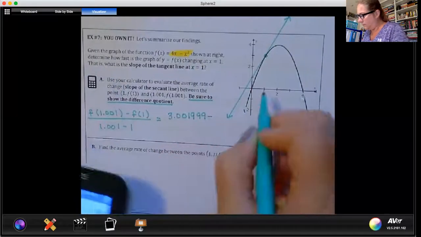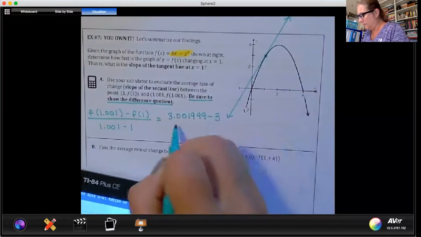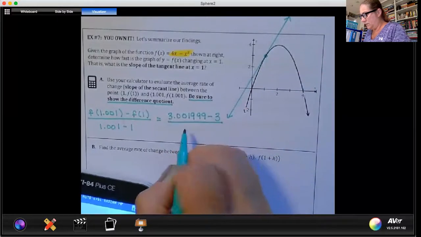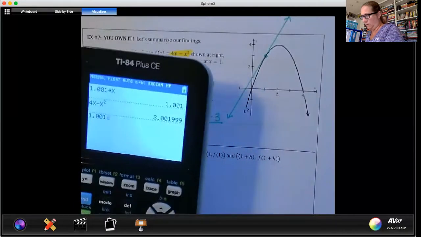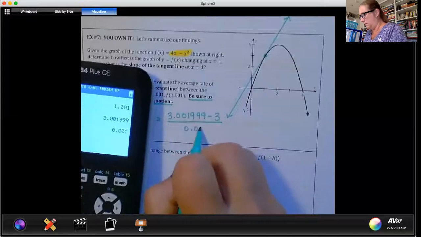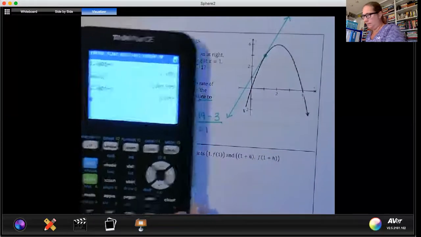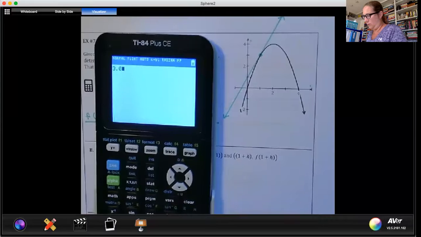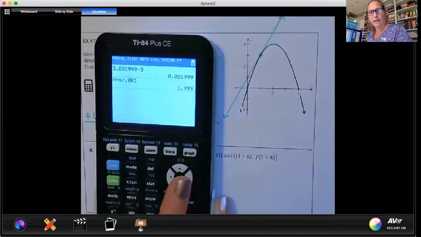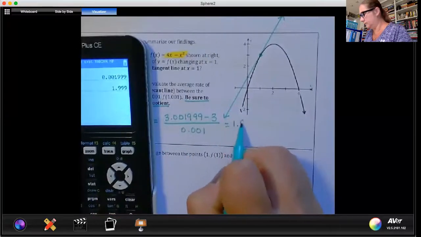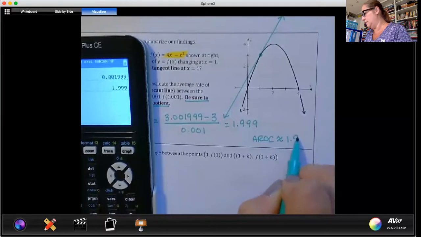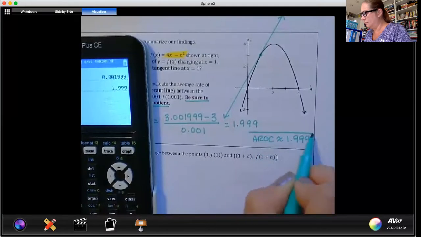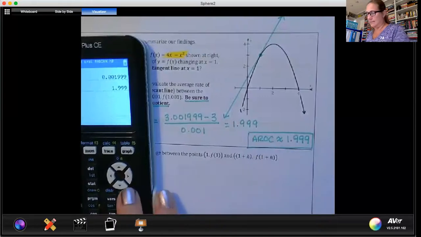And f of 1 is 3 over 1.001. You should know this. 1.001 minus 1, 0.001. All right, so now we're going to do our math. 3.001999 minus 3 divided by 0.001, 1.999. So the average rate of change is approximately 1.999, which we would round to 2, but we're being as exact as we can because we have our calculator.